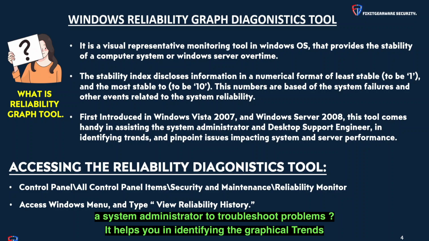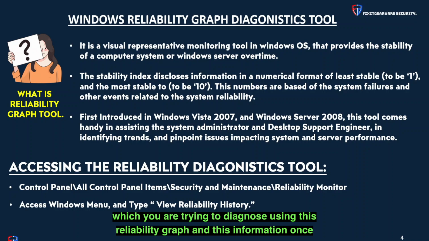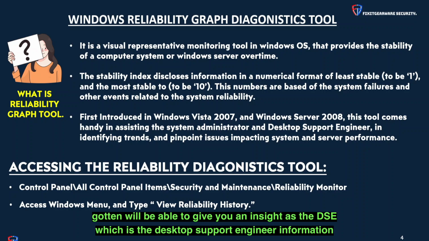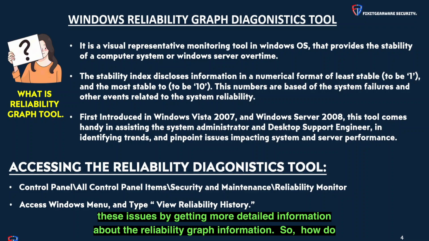So how do you use this tool as a system administrator to troubleshoot problems? It helps you identify the graphical trends and pinpoint a period in time on issues that have been affecting the computer system which you are trying to diagnose. This information will give you, as the DSE, the desktop support engineer, insight into how stable the system has been, the issues the system has been facing, and how to go about fixing these issues by getting more detailed information from the reliability graph.